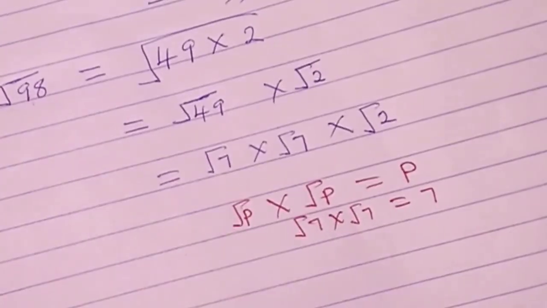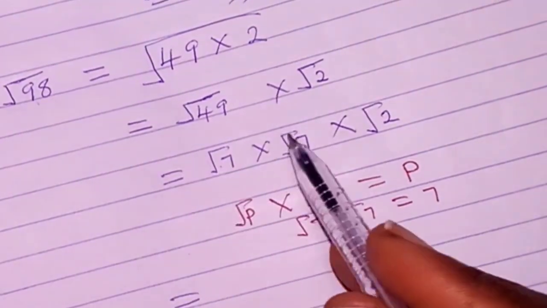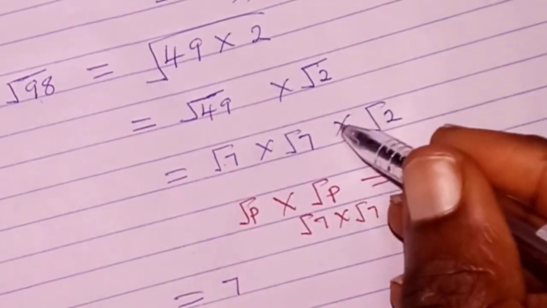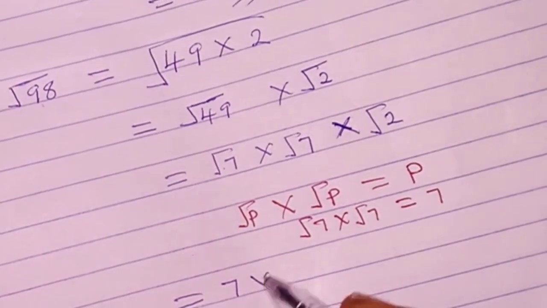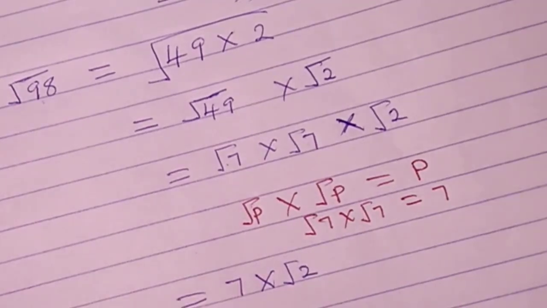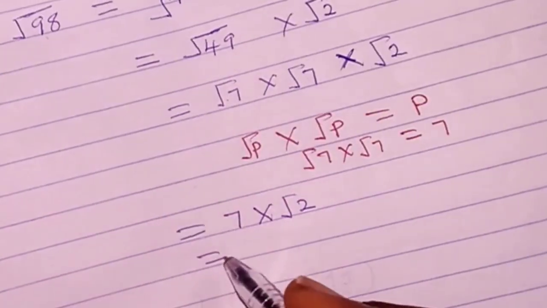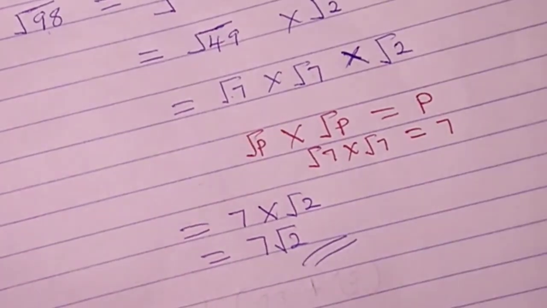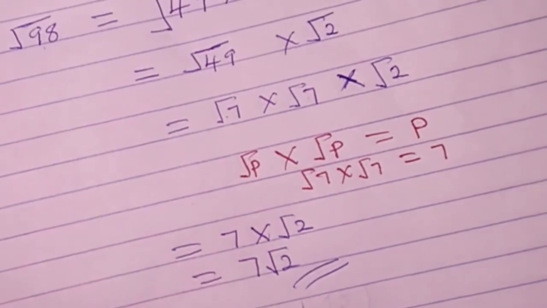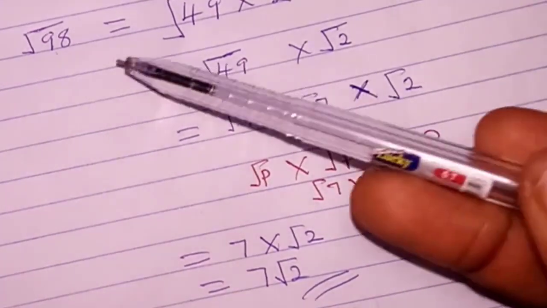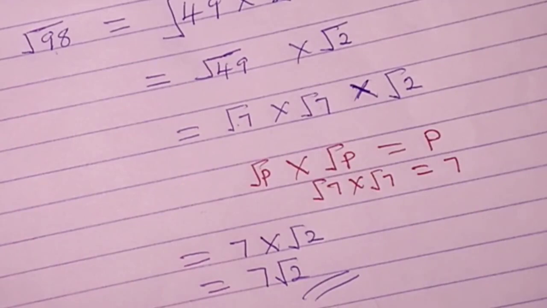Now let's continue with our solution. Root 7 times root 7 gives us 7. Remember, we have our times here, so bring down your times, root 2. So 7 times root 2 gives us 7 root 2. So this is basically how to simplify surds. Just think of two numbers, and let one of the numbers be a perfect square. With that, you'll be able to simplify any surd given to you.